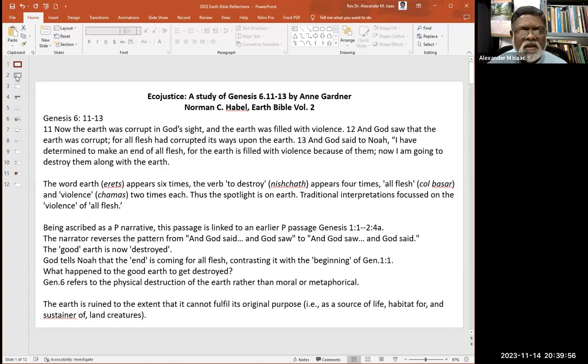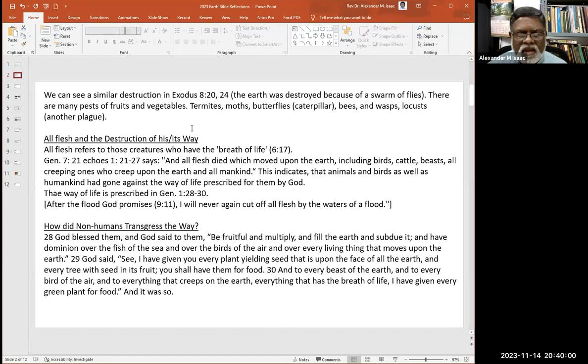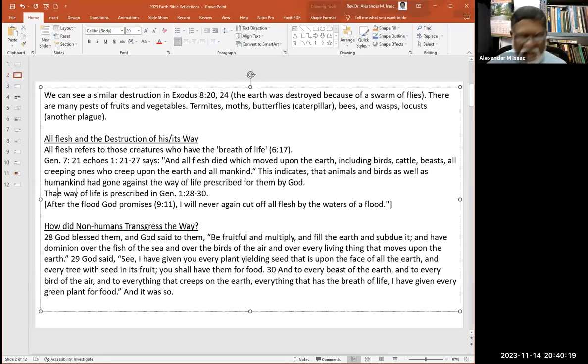So the reason behind the flood is definitely the violation of the original way of life that God prescribed. Then the way of life we can see prescribed in Genesis 1:28 to 30. I will read that now. God blessed them, and God said to them, be fruitful and multiply, and fill the earth and subdue it, and have dominion over the fish of the sea, and over the birds of the air, and over every living thing that moves upon the earth.